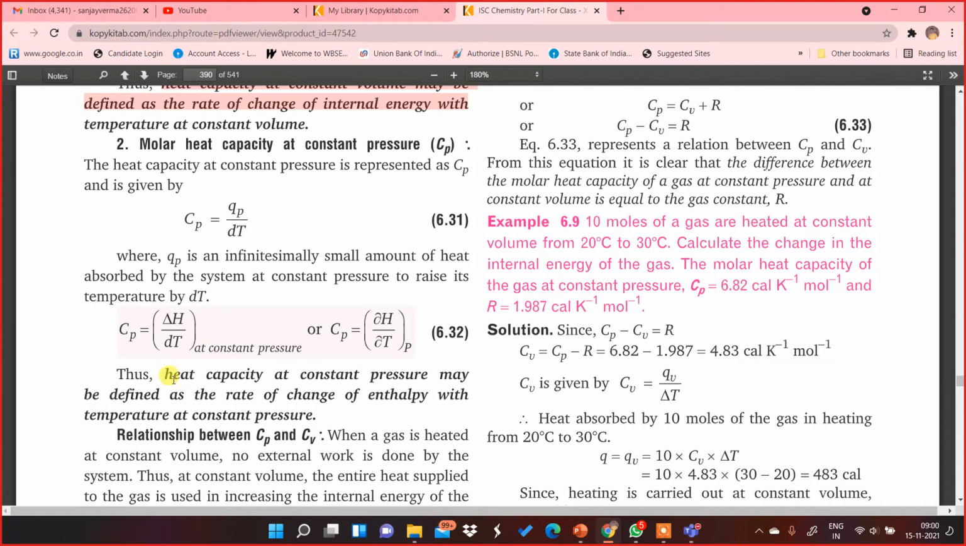Therefore, this relationship takes the form: heat capacity at constant pressure may be defined as the rate of change of enthalpy with temperature at constant pressure. So this formula, this definition also you must remember.